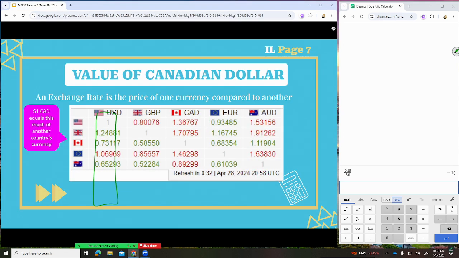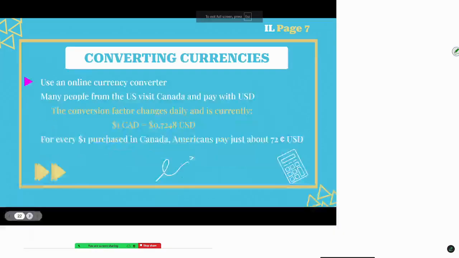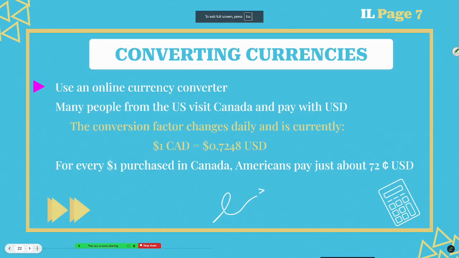Going off of the information that we pulled up from Thursday, I want to continue with the lesson where we left off so that we're all on the same page. As we started talking about on Thursday, there are multiple ways to convert currency. You can use an online currency converter. Many people from the US will visit Canada and pay with American dollars. When they do so, we have to take into account that exchange rate.